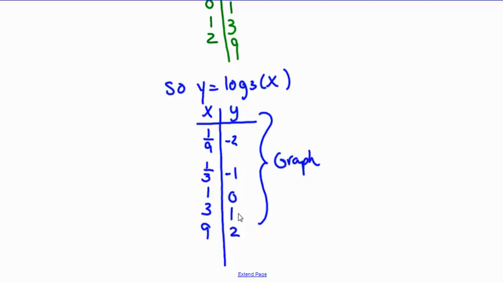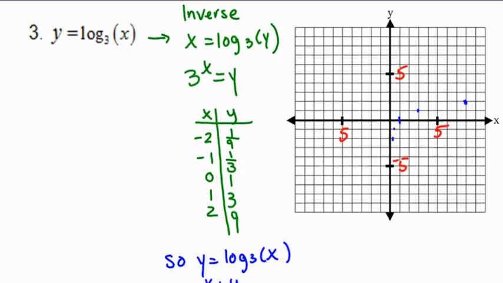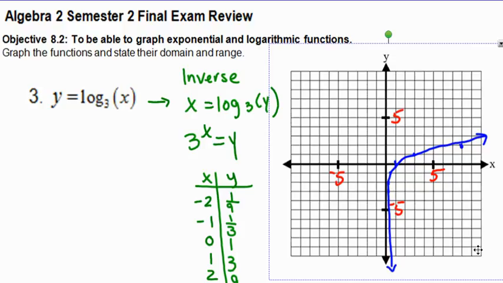So I can set up my scale accordingly. We set up our scale counting by ones, and we plotted our points for our logarithmic function. And now we know it's continuous, so we're going to connect those points. And we have our graph of our logarithm.